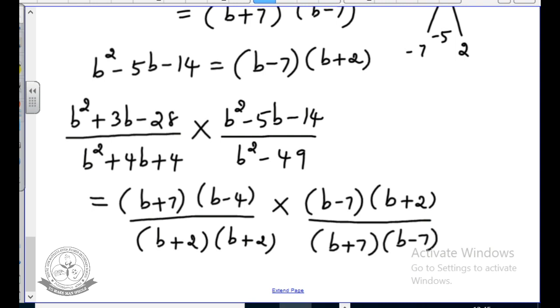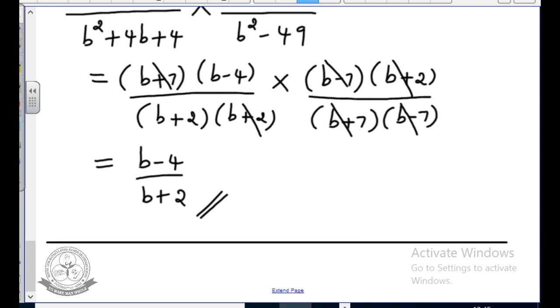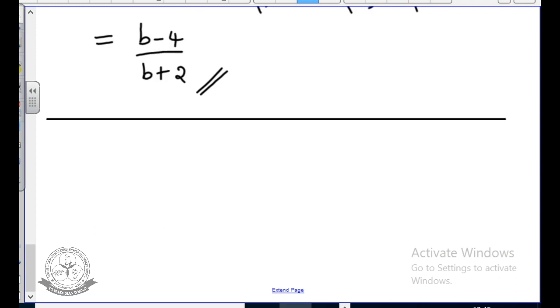So here we can do the cancelling. b plus 7 will cancel, b minus 4 remains, then b minus 7 will cancel, then b plus 2 cancels. So the remaining terms are b minus 4 divided by b plus 2. Take down this. Next we move on to the third problem.